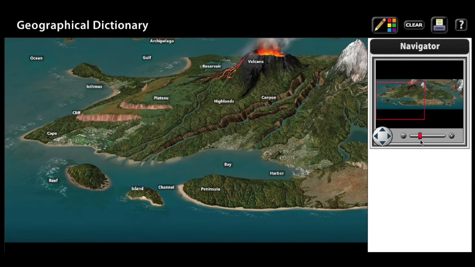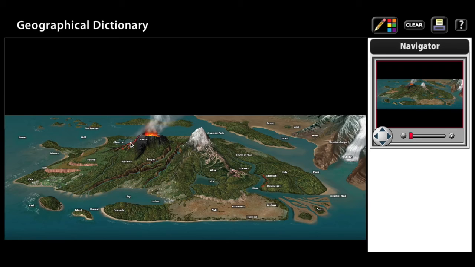Continent's not shown on here, but you could maybe use this entire island as an example of a continent. Those 7 continents that make up our Earth include North America, South America, Africa, Europe, Asia, Australia, and the most south continent, Antarctica. Should be all 7 of those.